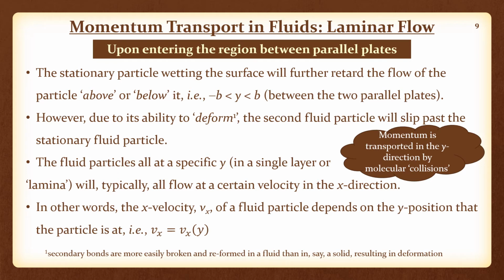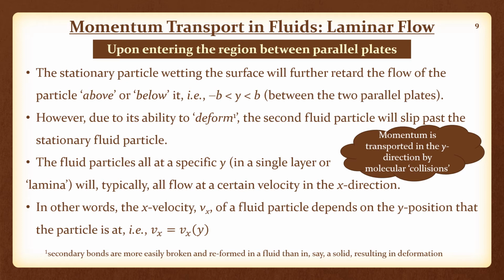Now, in other words, the x velocity of a fluid particle depends on the y position that fluid particle is at. Remember, before entering the region between the two parallel plates, everywhere there was a uniform x velocity, just one constant v. But the moment the fluid enters the region between the two parallel plates, a velocity profile develops with zero velocity at both surfaces and maximum velocity at the center.